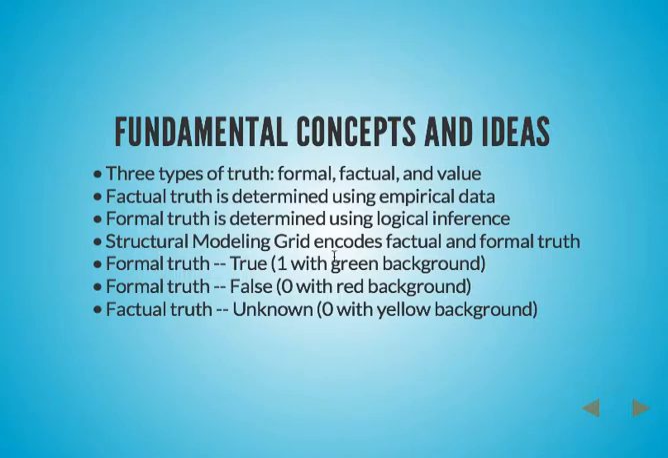And then the structural modeling grid encodes factual truth and formal truth on the same grid. And what we do is for factual truth, we have a known and unknown. But we only mark the unknown with the yellow background for factual truth. For formal truth, which is true, we basically mark that with a 1 with a green background for true. And formal truth, false, which is 0 with a red background. But formal truth is also known. So basically we don't have a known factual truth marking, only an unknown factual truth marking.